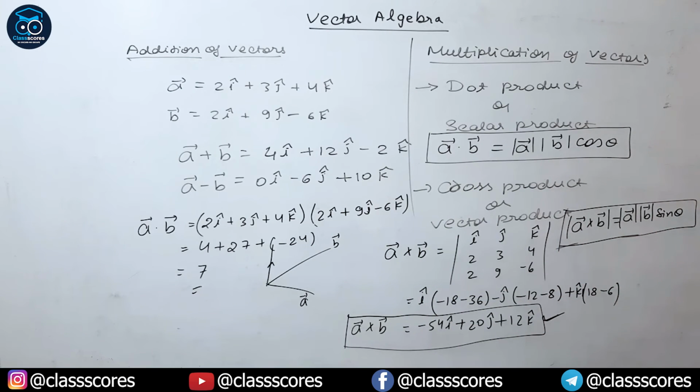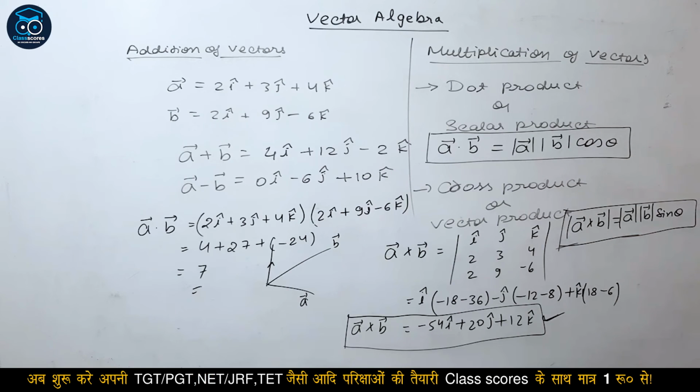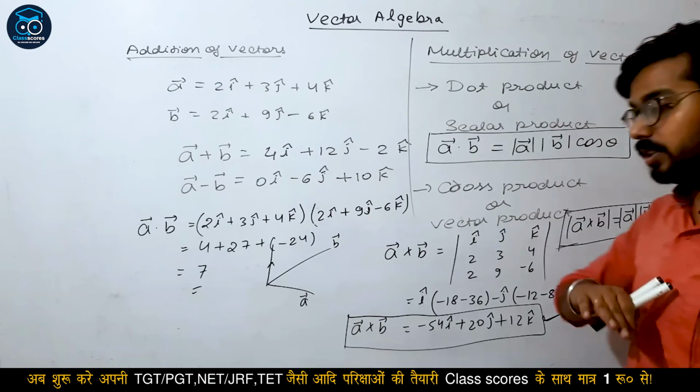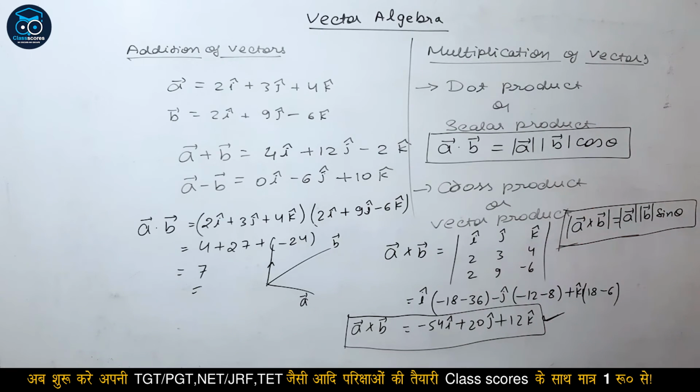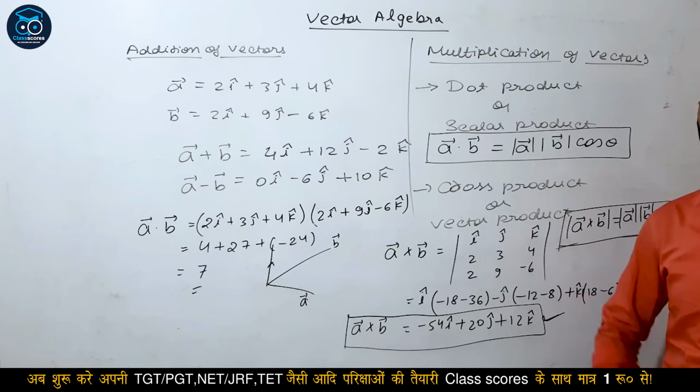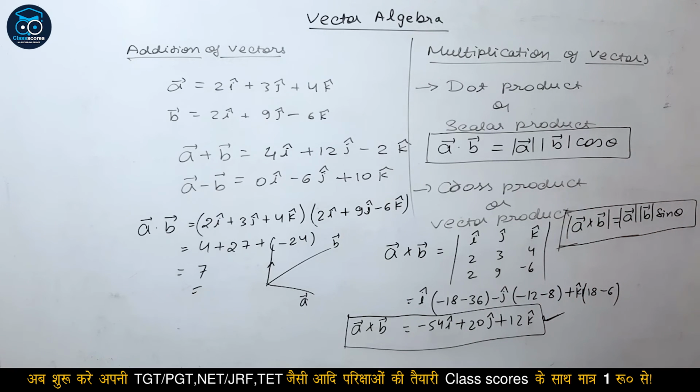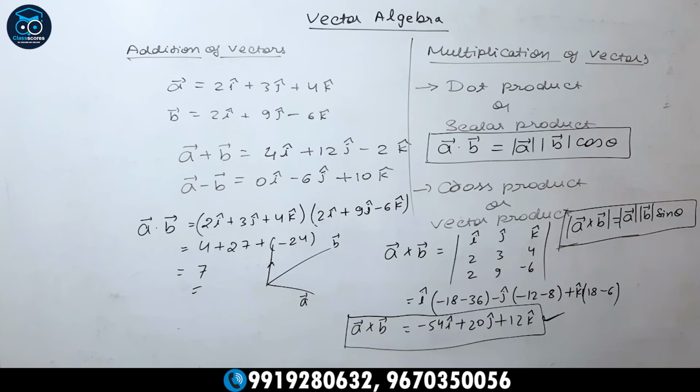So cross product always gives you the perpendicular vector, and dot product always gives you the projection of a vector, or we can say the parallel vector. Clear? Now please pause the video to note it down.